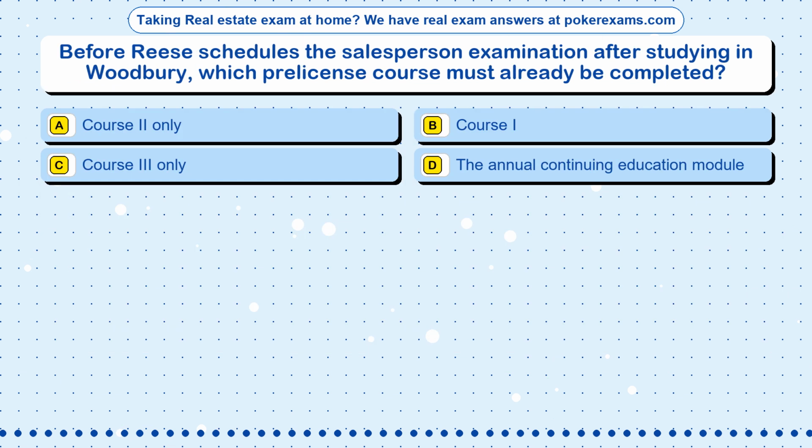Question 58. Before Reese schedules the salesperson examination after studying in Woodbury, which pre-license course must already be completed? Option A, Course 2 only. Option B, Course I. Option C, Course 3 only. Option D, the annual continuing education module.